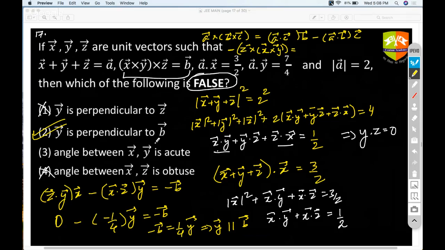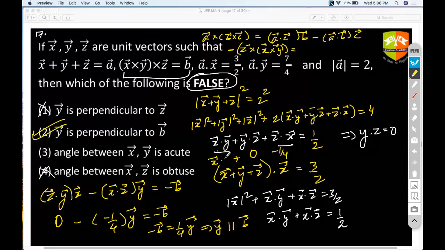By the way, we can also find out X dot Y. The moment we know Y dot Z, Y dot Z was 0. Z dot X was negative of 1/4. I can use this to find my X dot Y. Okay, so X dot Y will now become 3/4, which is a positive quantity, and hence the angle between X and Y should be acute. So option number 3 is also a correct statement. So 3 also cannot be my answer in case we are actually solving a multiple option correct question. So option number 2 is the right option, and yes, Saundarya Purvik, you are correct.